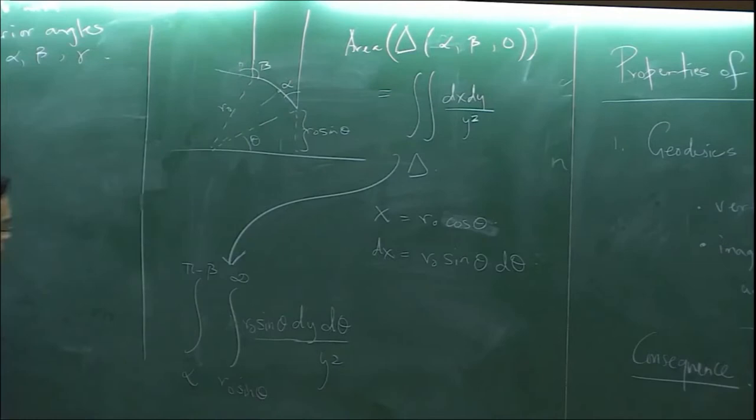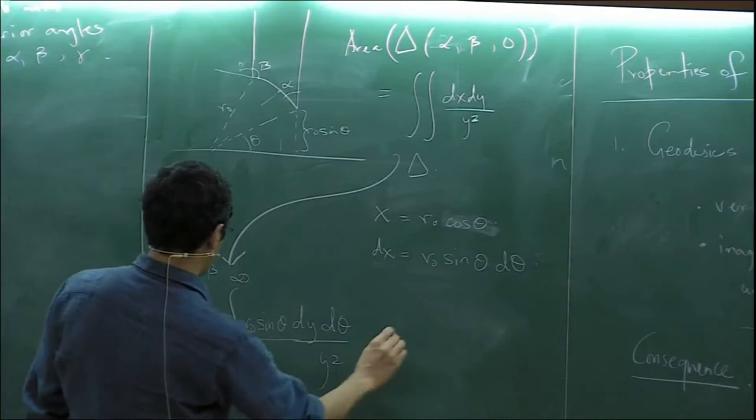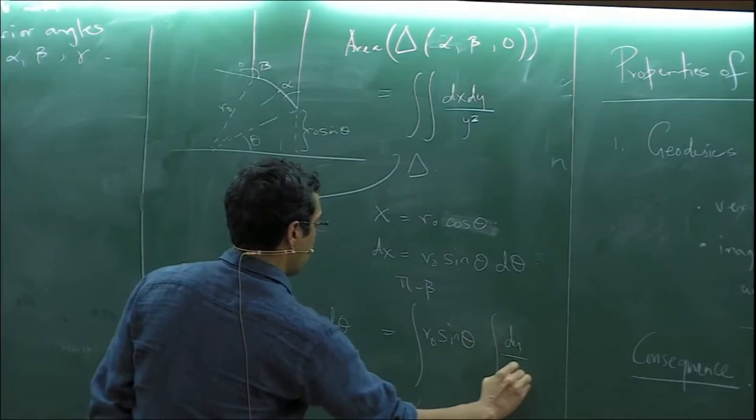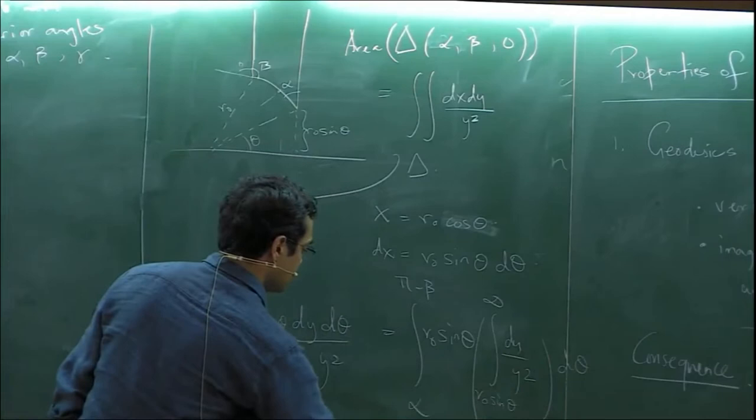Okay, and it's easy to now see. What do you do? Well, this r naught sine theta, you do this dy first, right? Then you should get, yeah, so what happens? So pi minus beta, r naught sine theta comes out here, and you do this integral of dy by y squared from r naught sine theta to infinity. Do this first and then do d theta, and you should get pi minus alpha minus beta. Okay, so I'll leave that to you to check.